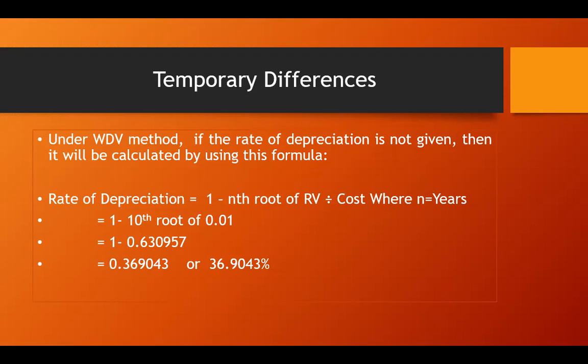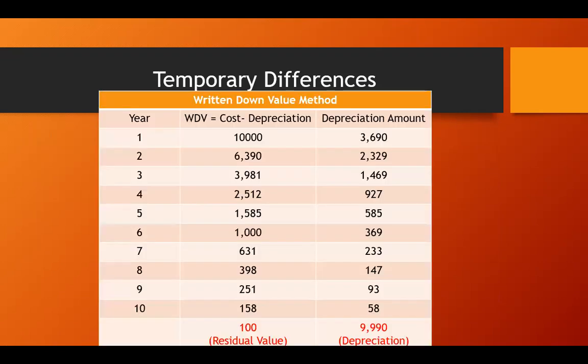If we use this percent and find the depreciation amount, the table looks like this. First column, year 1 to 10. Second column, WDV, cost minus depreciation. Third column is the depreciation amount. If you apply the percentage, you get 3,690 in the first year. This depreciation amount decreases every year. Finally, we will have a 100 rupees residual value in the second column. The depreciation amount is 9,900. Please remember, please look at the third column.